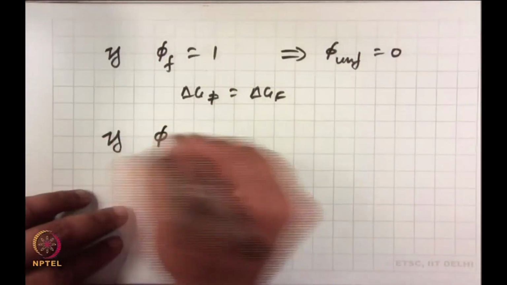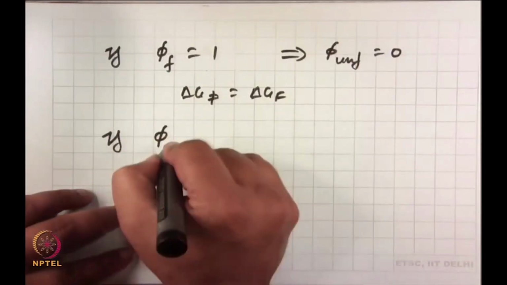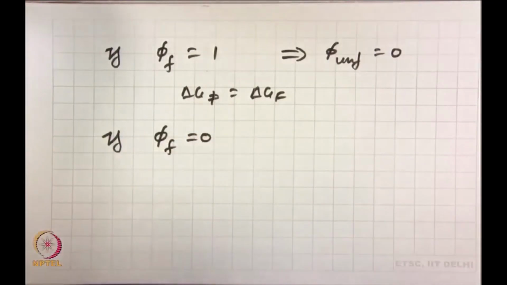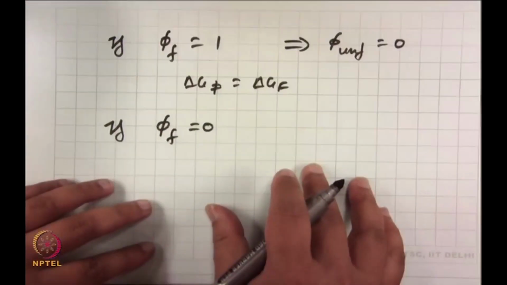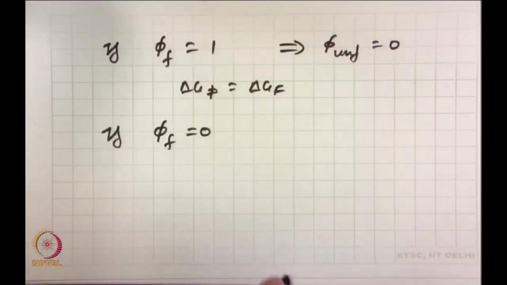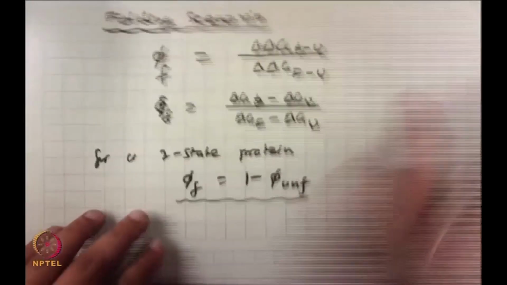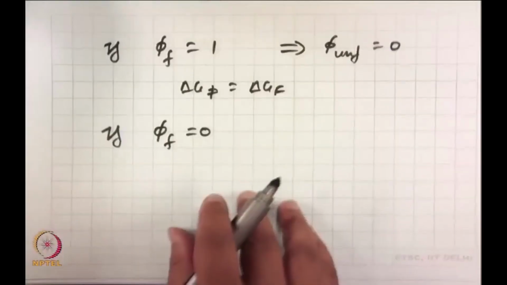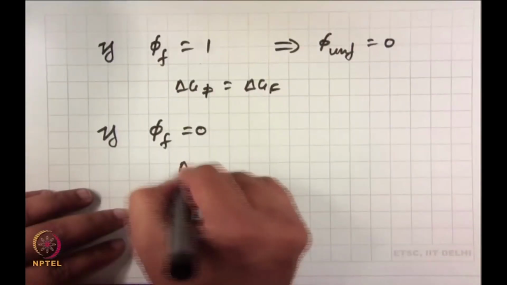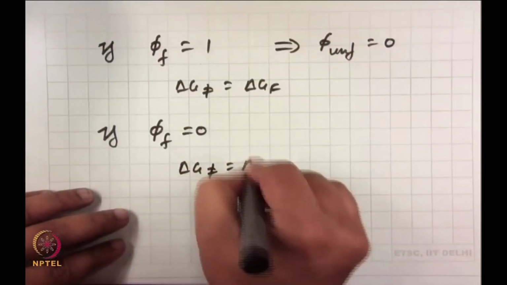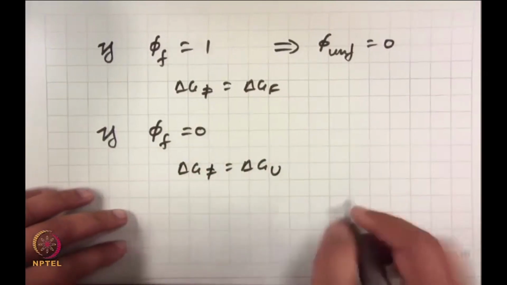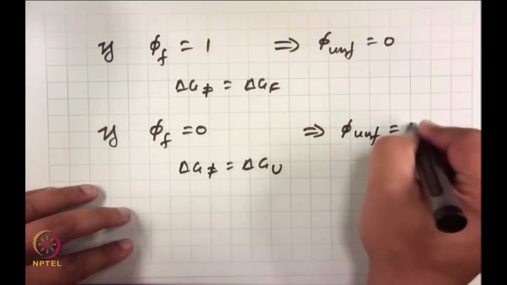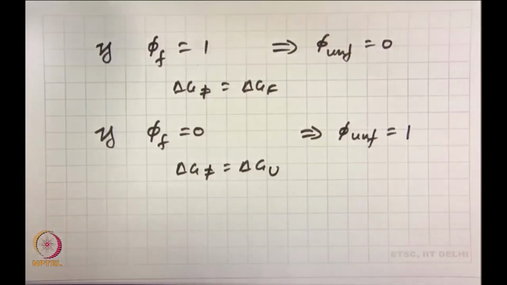If phi folding is equal to 0, what would that imply? From here, delta G hash would be equal to delta G U, good. Delta G hash would be equal to delta G U, and this is something where we saw where phi unfolding is equal to 1. Clear?